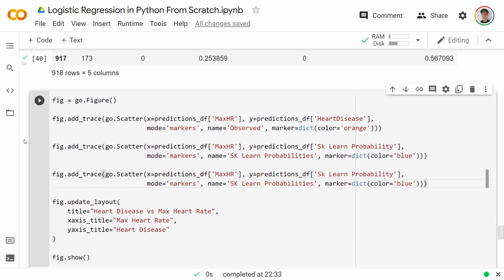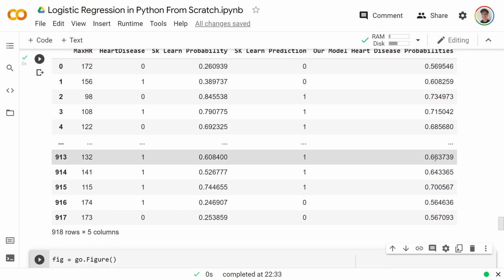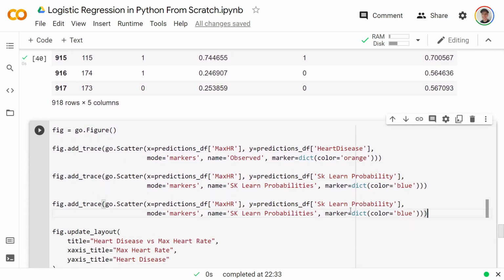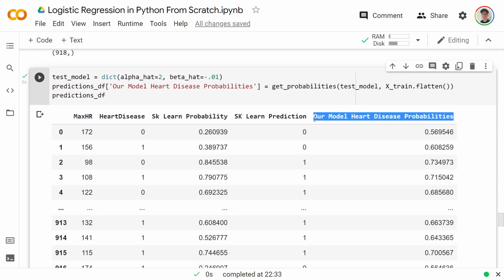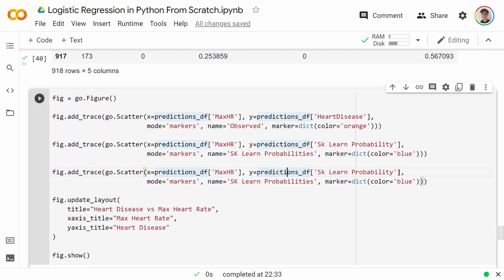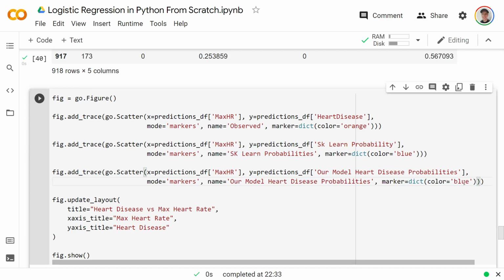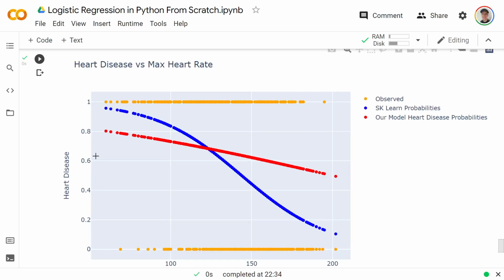our new predictions. Okay, so what we just did here, our model heart disease probabilities, that model we just did, and we'll do sklearn, not sklearn probability. We're just going to copy that name in right there. Our model heart disease probabilities. It's a big long one. Right there. And I'll just add that in as well. We're going to make the color equal to, say, red. And I'm going to show that. Hopefully that worked fine.